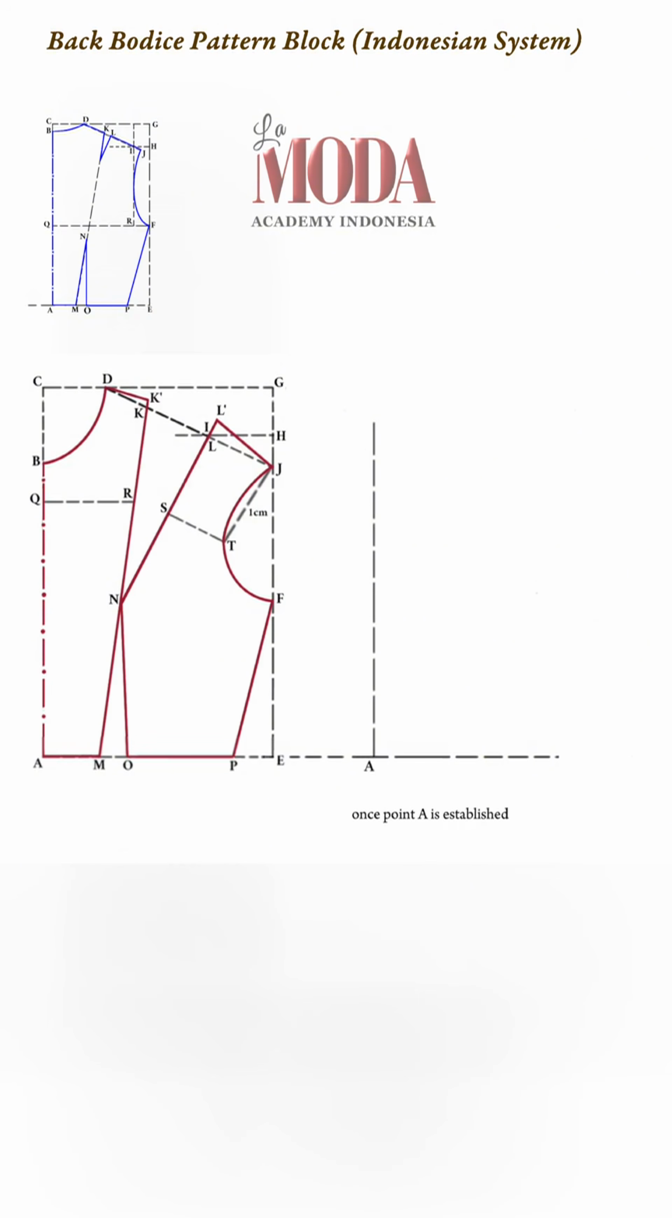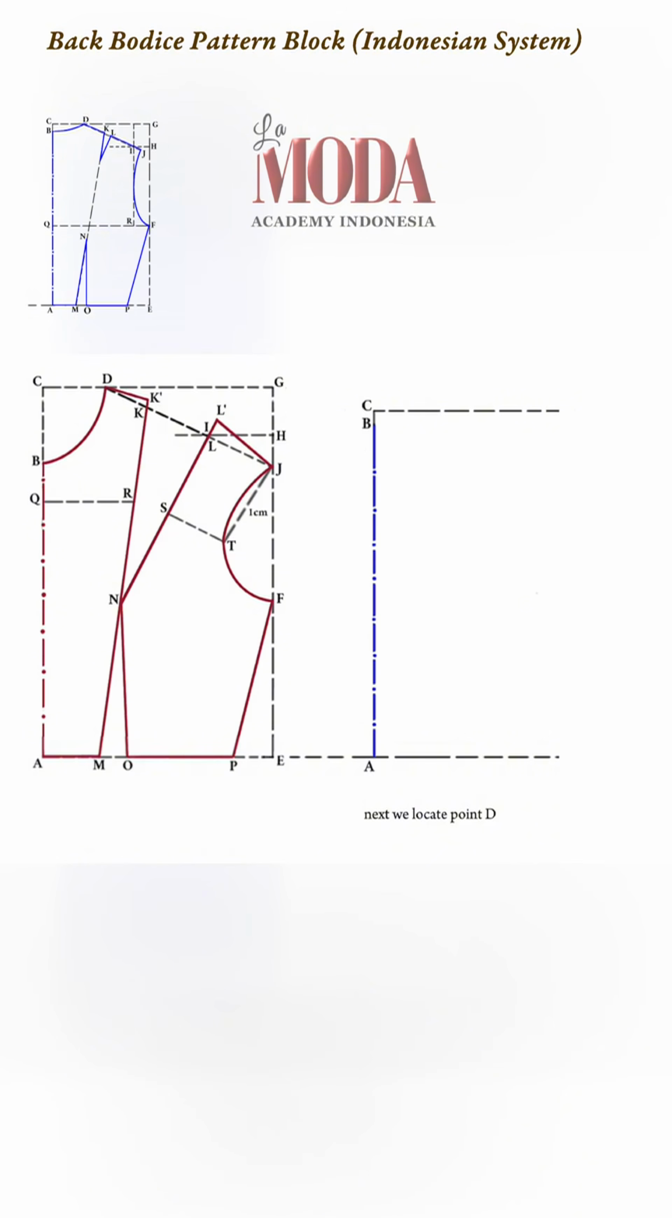Once point A is established, we determine the position of point B. According to the formula for the back pattern, the distance from point A to point B is the back length. Measure upward from point A based on the back length measurement, and this will determine the position of point B. Next, from point B, we locate point C. In the formula, the distance from point B to point C represents the back neckline depth, which is 1.5 centimeters. After locating point C, draw a horizontal guideline from point C perpendicular to the vertical line, extending to the right, as demonstrated in the video.